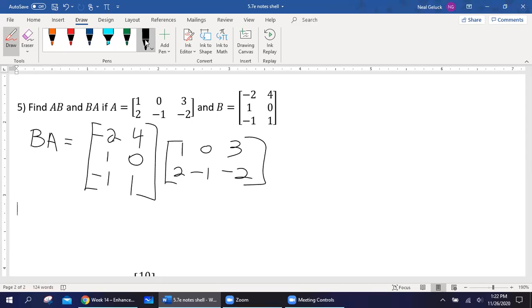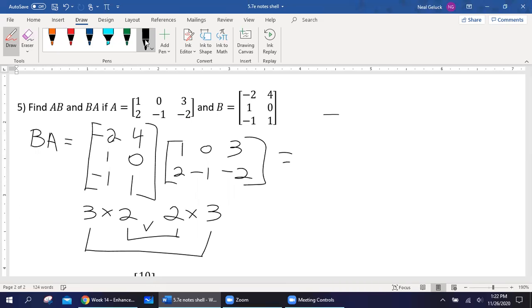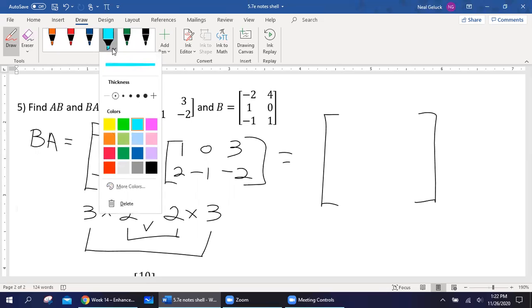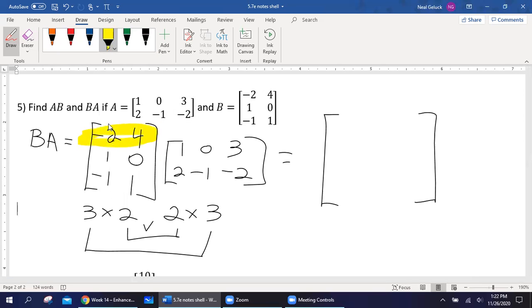Let's check their dimensions. Matrix B is, again, a 3 by 2. Matrix A is a 2 by 3. So again, the middle numbers match. So yes, I can. But now my answer is going to be a 3 by 3 matrix instead. So not only do I not get the same answer, I don't even get the same size matrix. Rows are the first one. Columns are the second one.